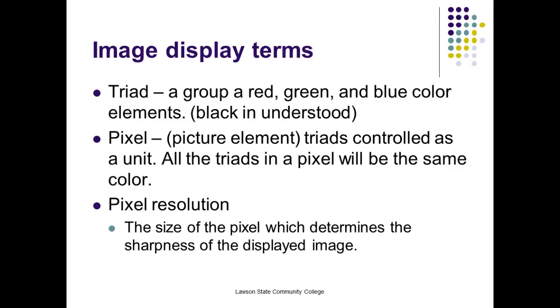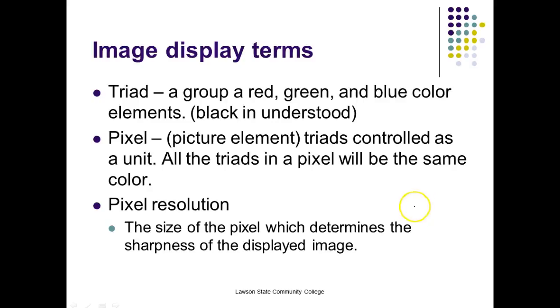First of all, we have what we call a triad. This is a group of red, green, and blue elements, and these are all going to be on black. We also have what we call a pixel, which most of y'all have heard that term before. A pixel is a group of triads that are controlled as a unit. All the triads in a pixel will be the same color. Pixel resolution gives us the size of the pixels, which determines the sharpness of the display.